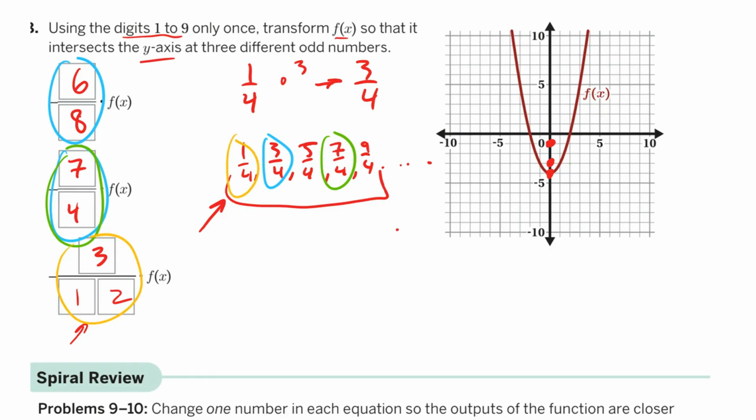Again, the idea is because my current intercept here is at -4, I have to divide by 4 to make it 1, which is odd, and then I can multiply it by any odd number, which would give me a different intercept. It would stretch it accordingly to help me.